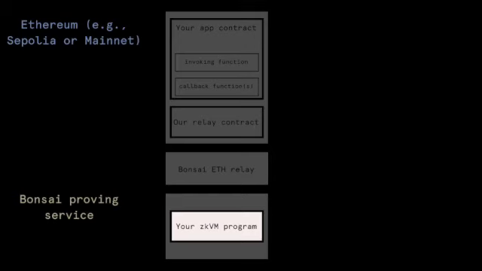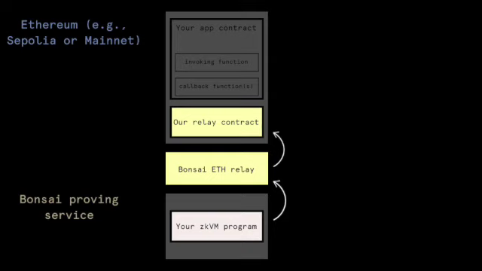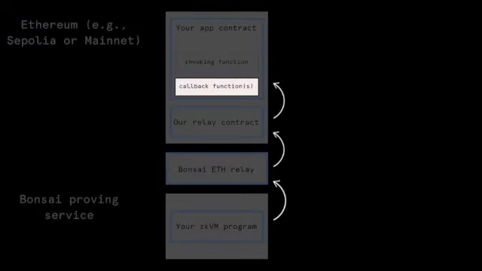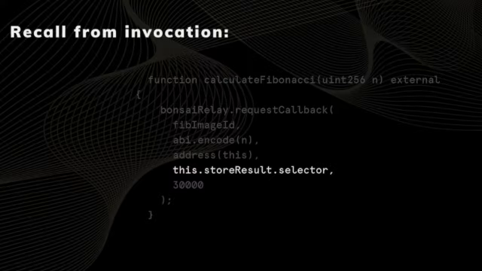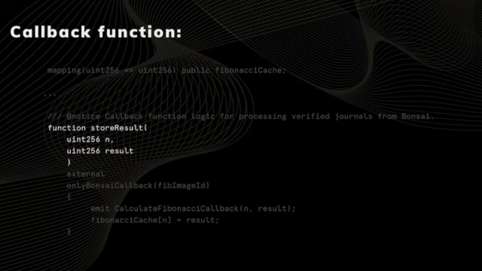Okay, so now we're done with the zkVM program, which we called from the app contract through the relay contract through the Bonsai ETH relay. We're going to go backwards up through the ETH relay contract, to the end of our callback. And now let's take a quick look at what the callback function looks like. If you recall from the invocation, we picked store result, and here's what it looks like. This is also in that app contract you should have open here.